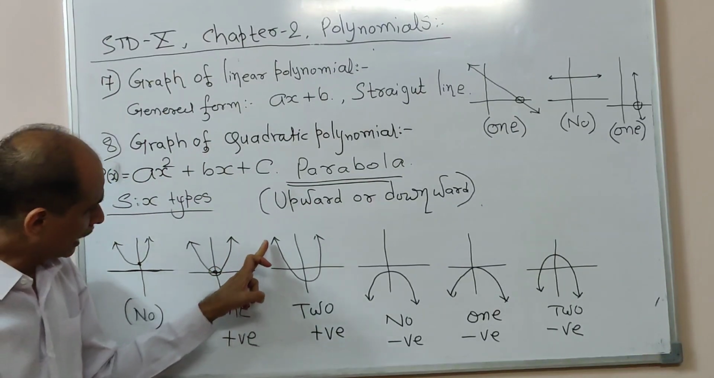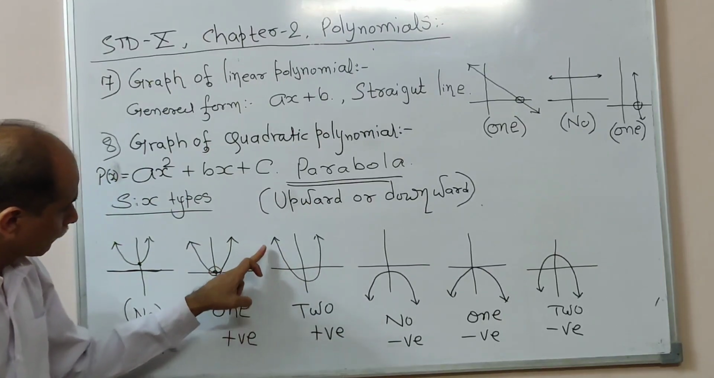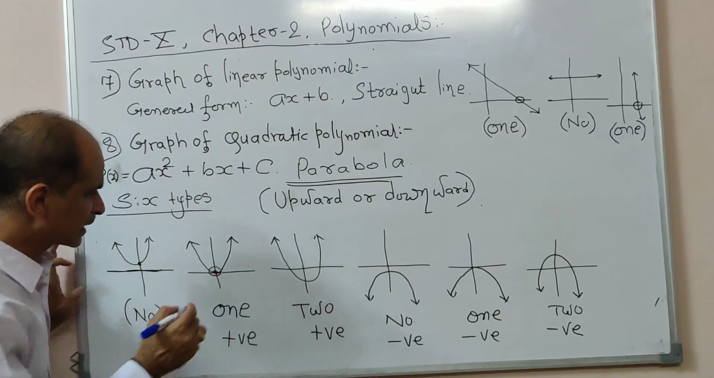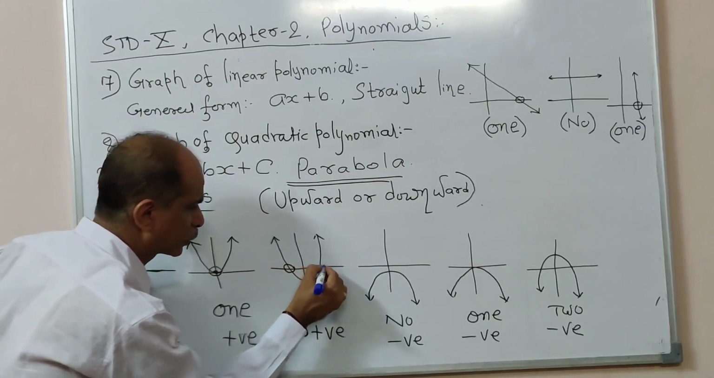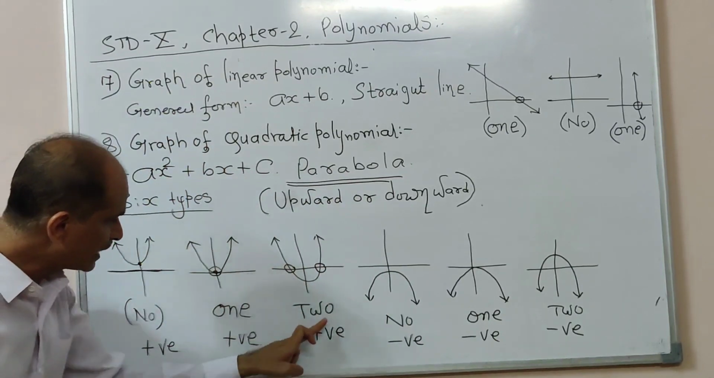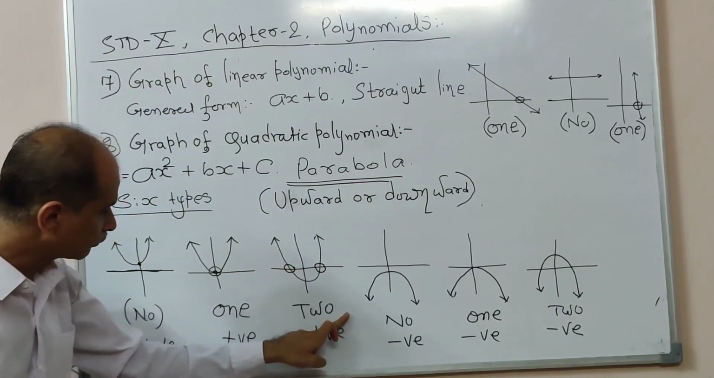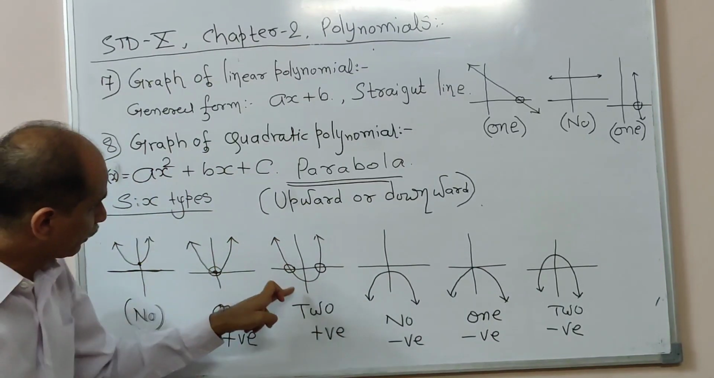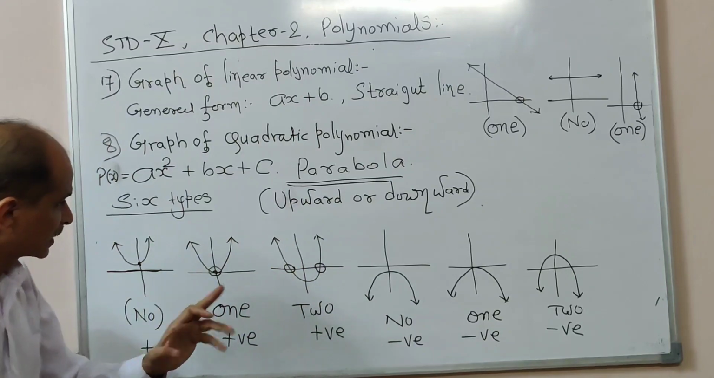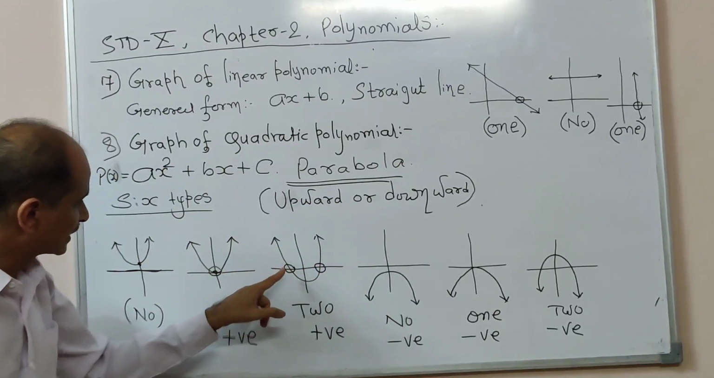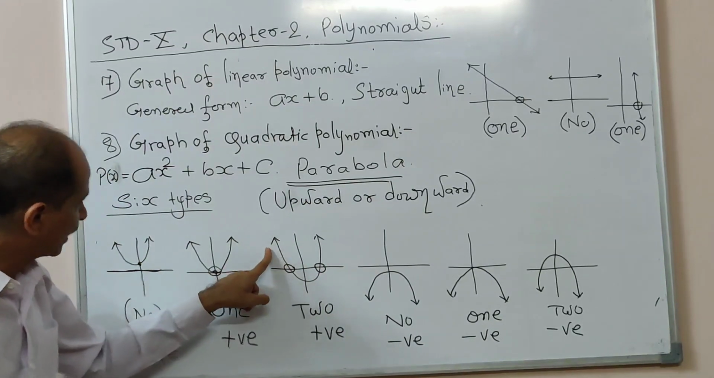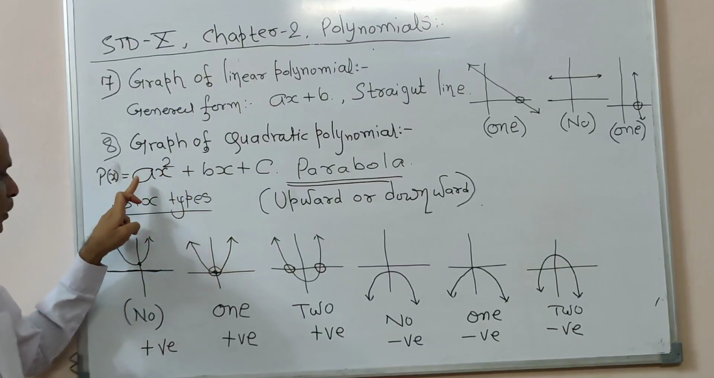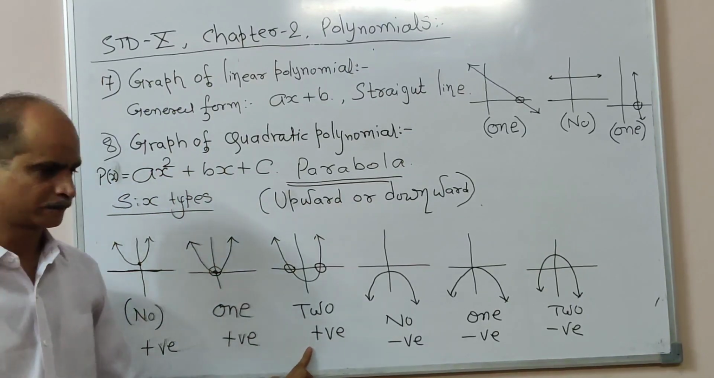Let us observe this graph. Here this graph intersects the x-axis at 2 points, and that's why it has 2 zeros. If you observe the graph, it is an upward parabola, meaning it intersects the x-axis at 2 points, and that's why the coefficient of x square is positive.